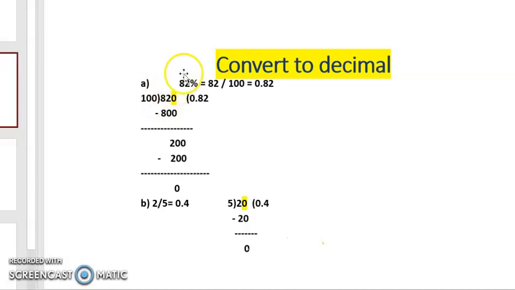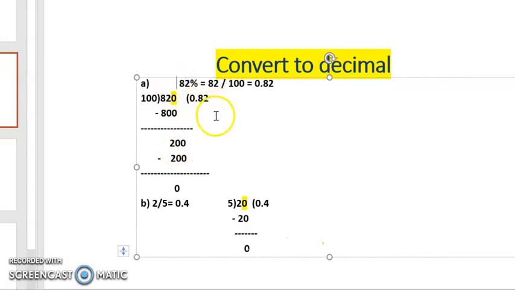The first one is 82%. As you can see, 82%. 82 percent can be written as 82 by 100, correct? So now when you do the division, 100 does not go in 82. So you use the decimal point, add a 0. Now it becomes 820. So how many times does 100 go in 820?